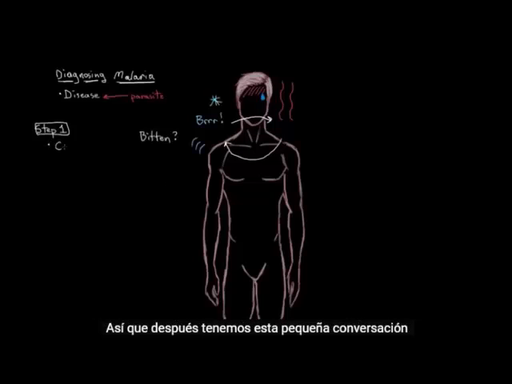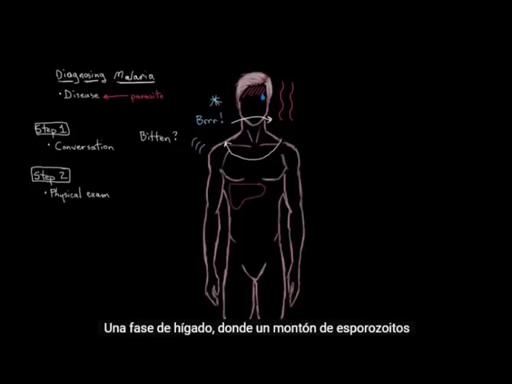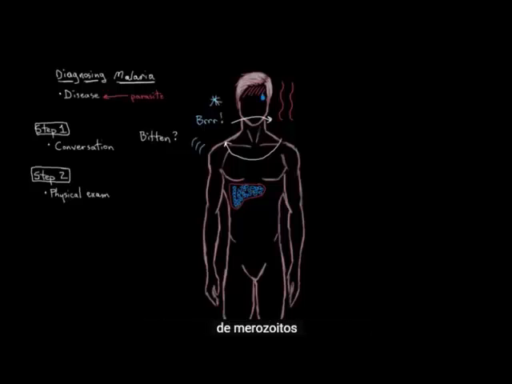So after we have this little conversation with the person, that's step one in our three-step process, we would then move on to step two, which is a physical exam. Remember that malaria has two phases. A liver phase, where a whole bunch of sporozoites go in and infect the liver cells, and then reproduce into thousands and thousands of merozoites. And then there's a red blood cell phase, where initially those same merozoites burst out of your liver cells and get into your bloodstream, where they infect your red blood cells.